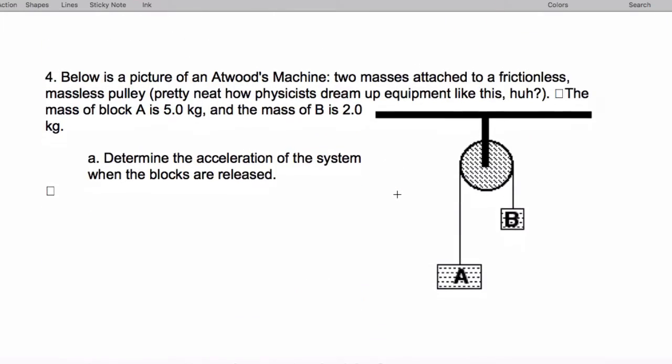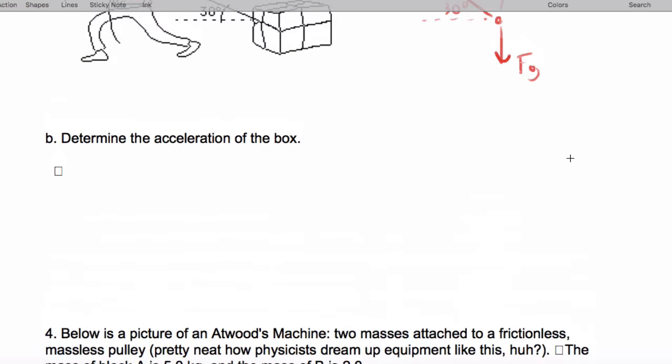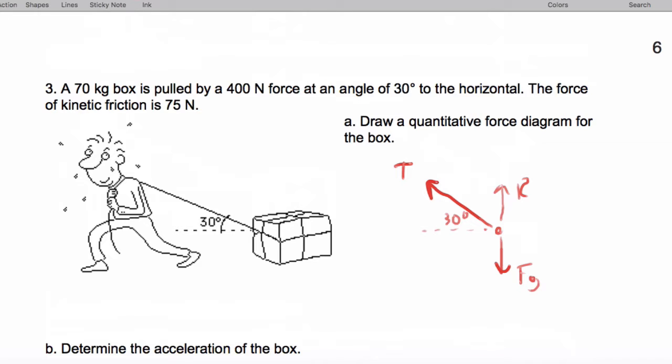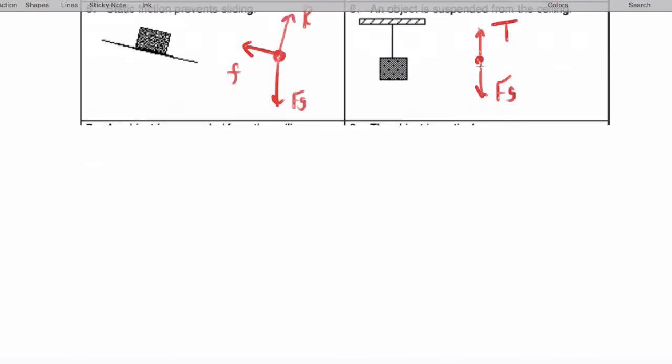And then for the very last problem, we're going to solve again on Wednesday, but just to set up the free body diagram, for A, we're going to have a tension going up, and then we have the weight of A pointing down. Similarly for B, tension going up, and the weight of B pointing down. So that's the homework that's due for Wednesday when I see you next.